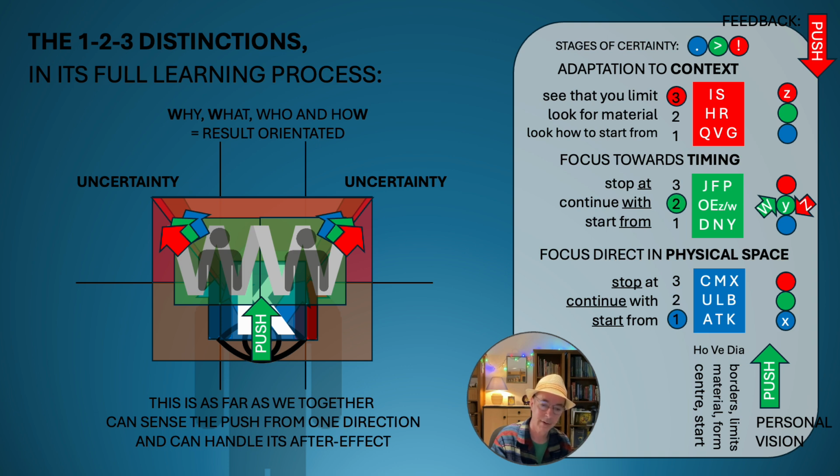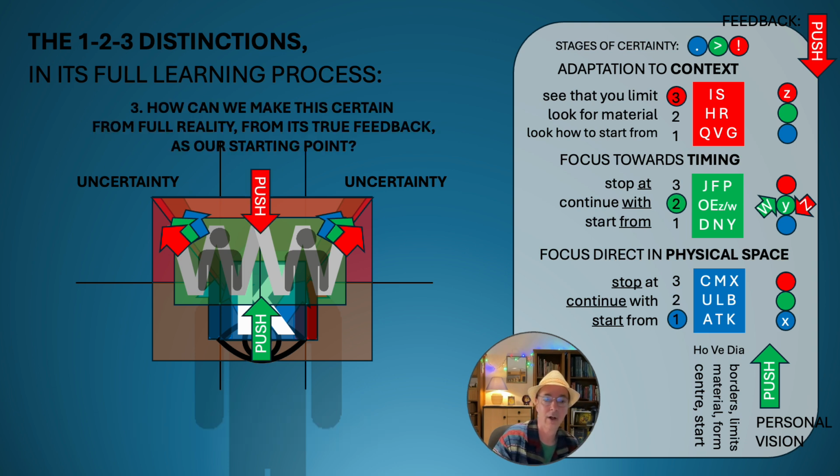W is also used for we. It's as far as we together can sense all the pushes going from one direction, and are handling actually all of its after effects. That's the W, and that's why W is also used for the question marks as a helpful tool, because that's the sensibility. That's how we do and act with that. That's how we try to sense what's the effect, what's the balance, and so on. So that's how you use the W.